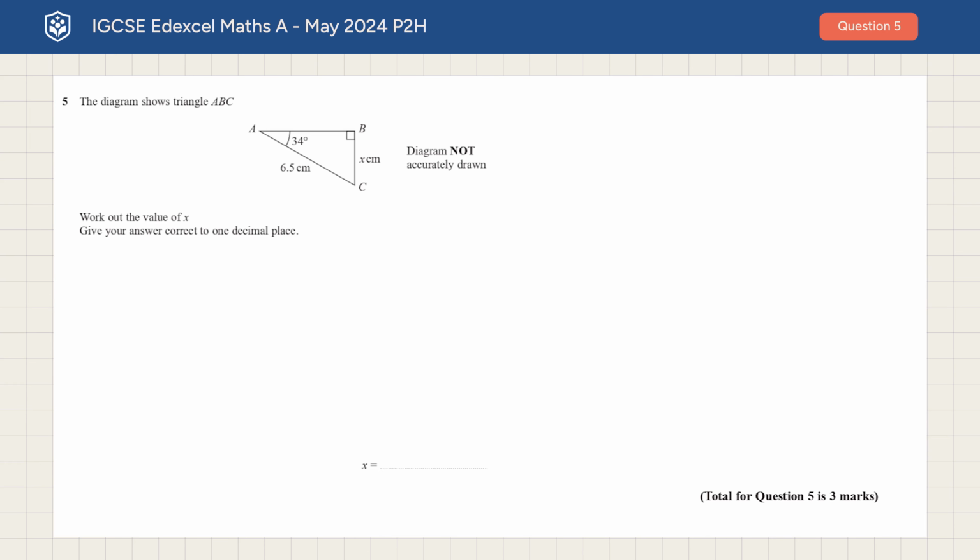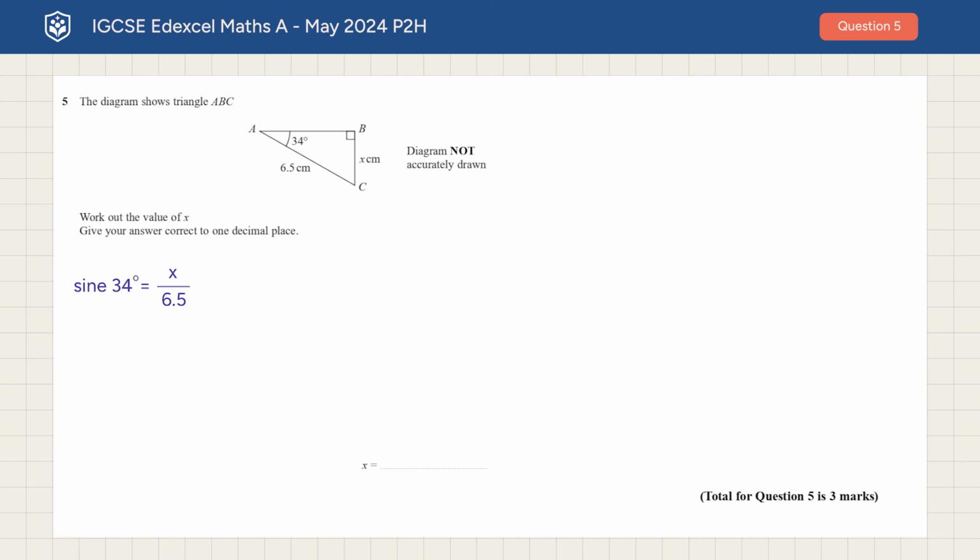SOHCAHTOA. SOH stands for sine equals opposite over hypotenuse. CAH stands for cosine equals adjacent over hypotenuse. TOA stands for tangent equals opposite over adjacent. Since we have the opposite and the hypotenuse, we use sine. So we set up the equation. sin 34 degrees equals x over 6.5.